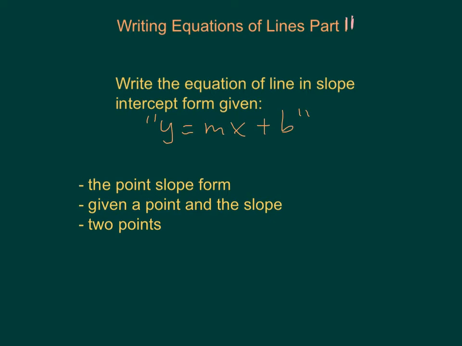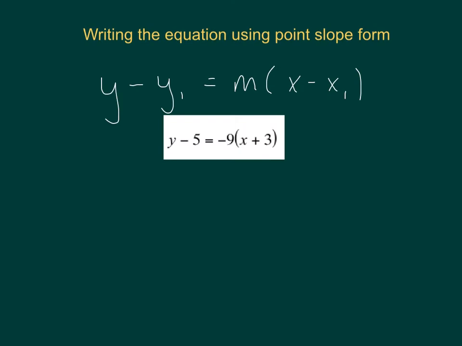More to come. Okay, so for our first example of writing equations using the point-slope form, here is our point-slope form, y minus y1 equals the slope, m, times x minus x1. And our first example is y minus 5 equals negative 9 times x plus 3. So go ahead, press pause now, get this into your notes.